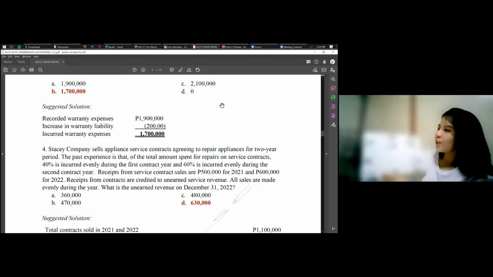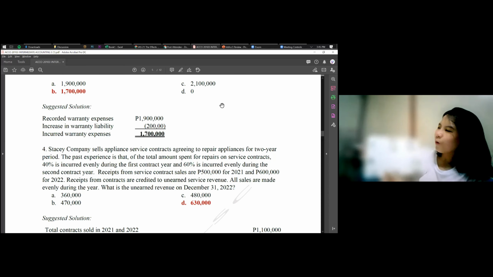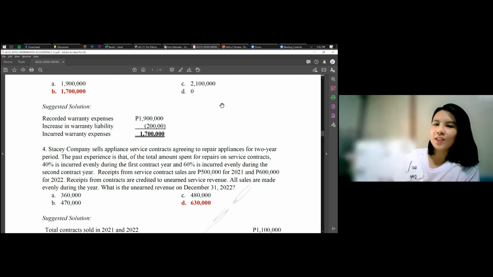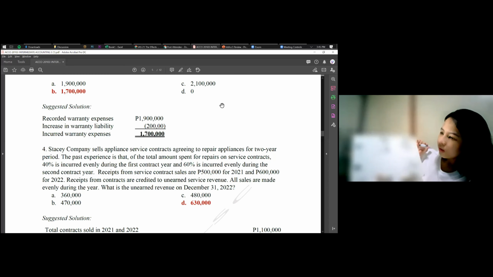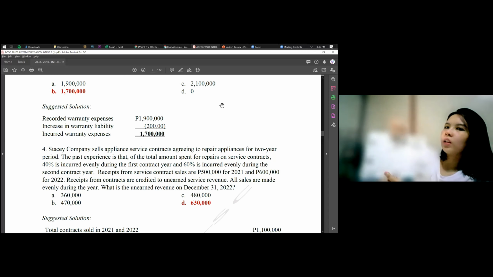Actually, this is faster to teach in class because there's a board, but I hope you also have some background from your professors. So for the second year, of course, you now have the sales of 2022. That's 600,000. So you'll apply what you did here in 2021.